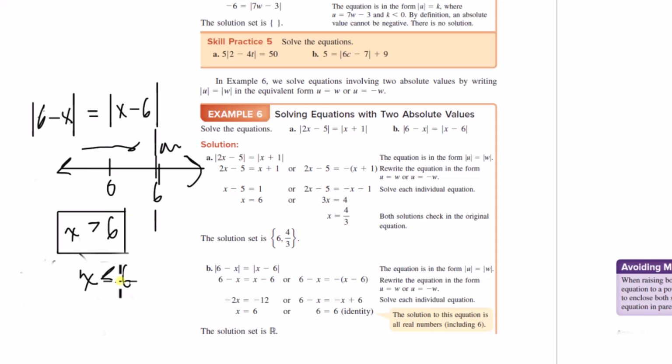Okay, but we're not done. We haven't analyzed what about when x is equal to 6. Well, how do we do that? Well, we can just plug it in. If it's just one number, just plug it in. 6 minus 6 is 0. 6 minus 6 is 0. Absolute value of 0 is 0. Absolute value of 0 is 0. 6 is a solution. So the solution is all real numbers here.